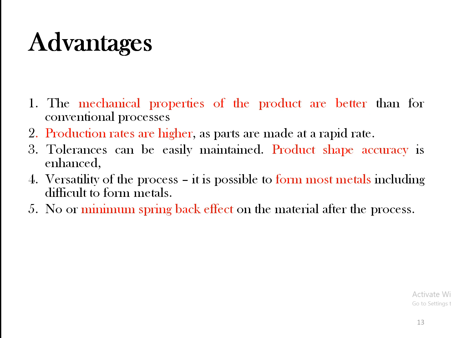Spring back effect is actually, for example, if you just bend a steel rule, it will retrace its path. That is called the spring back effect. Once you bend it, if it is slowly retracing its path, or changing from the desired shape after the product is made, that is called the spring back effect. Now if the product is made using high velocity forming, there is no spring back effect, or it is not seen.